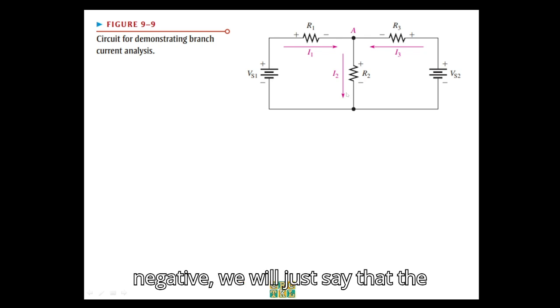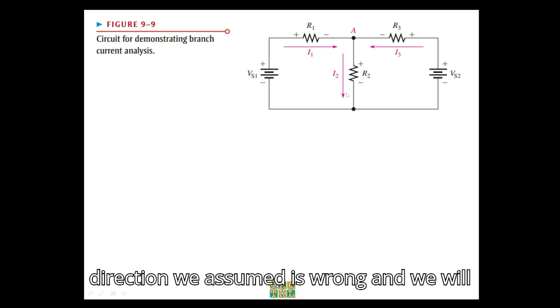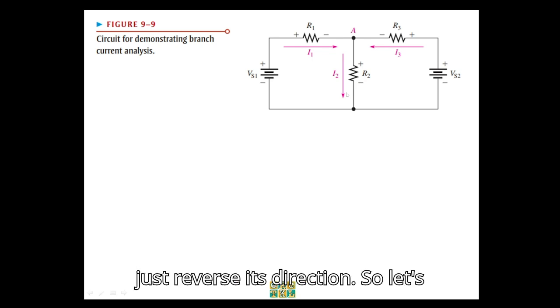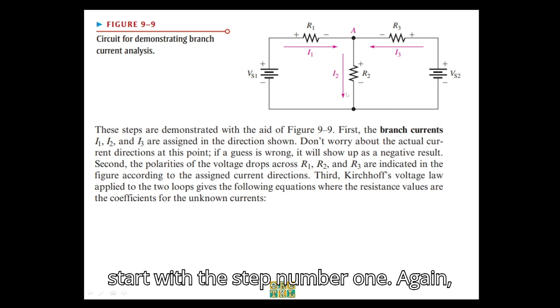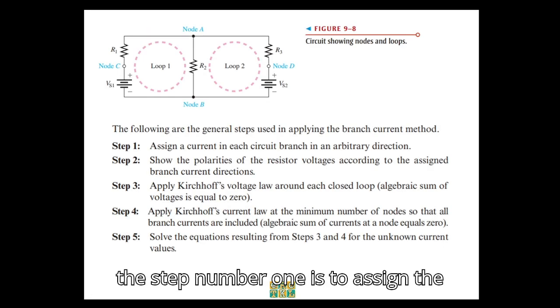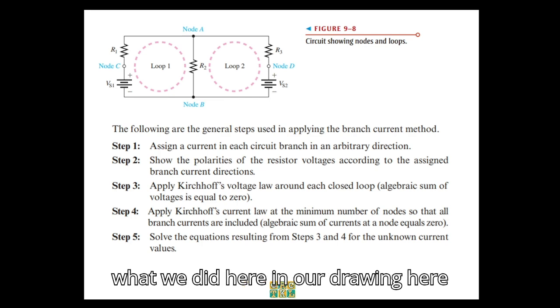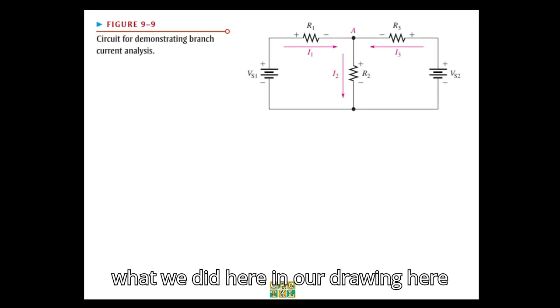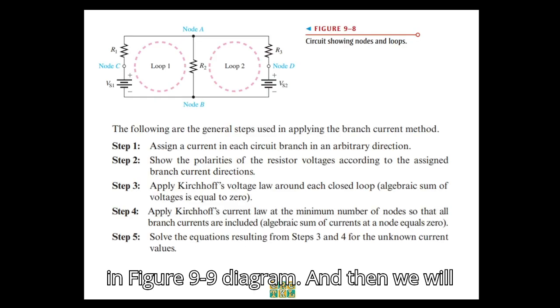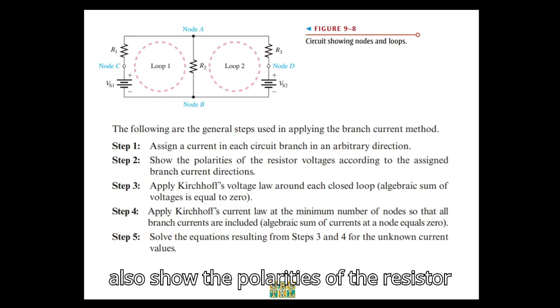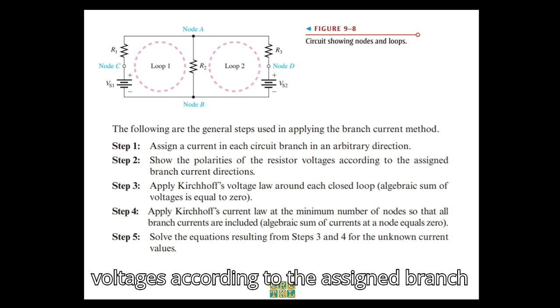And if it is negative, we will just say that the direction we assumed is wrong and we will just reverse its direction. So let's start with step number one. Again, step number one is to assign the current in the circuit branch, as we did here in our drawing in the figure 9-9 diagram. And then we will also show the polarities of the resistor voltages according to the assigned branch current directions.